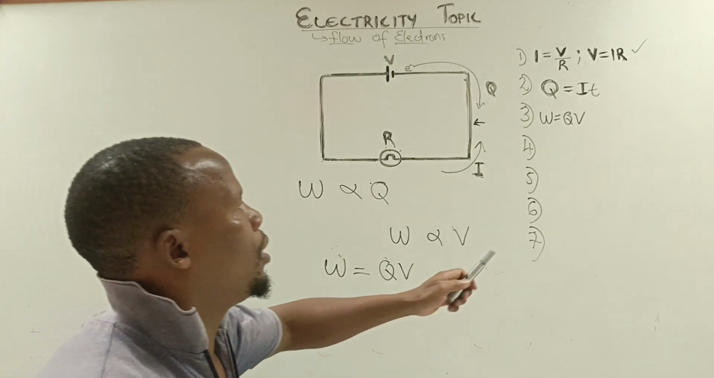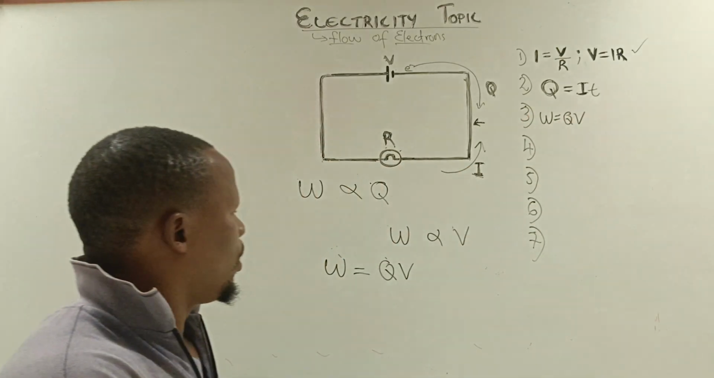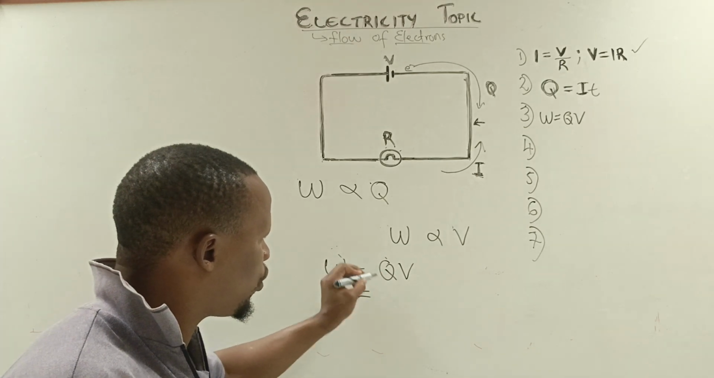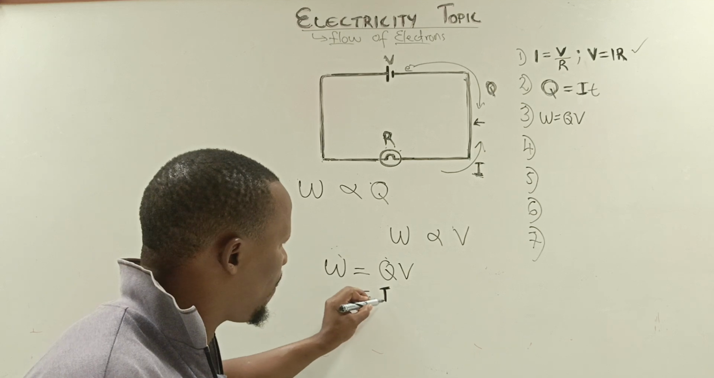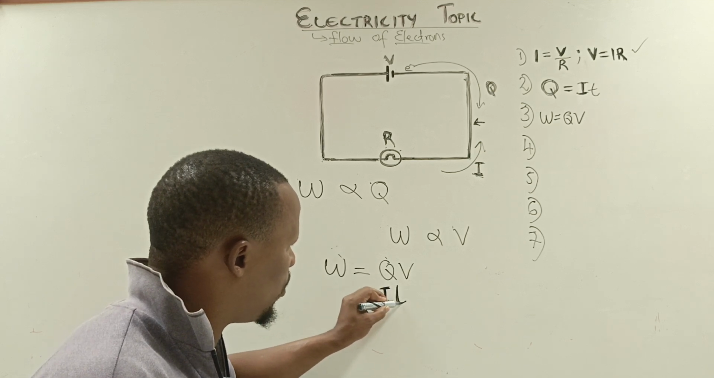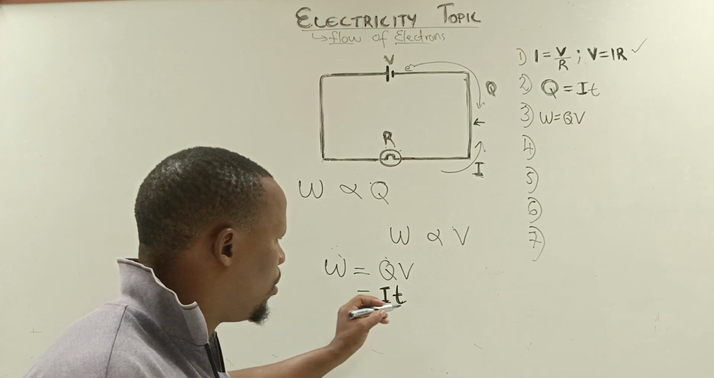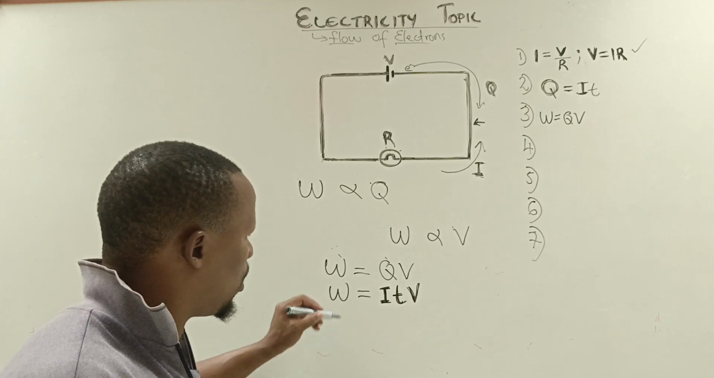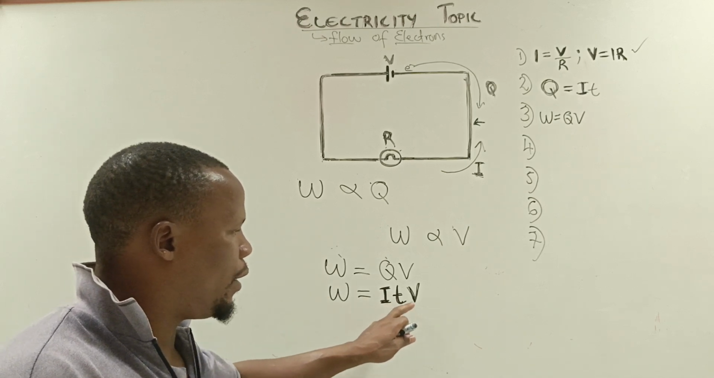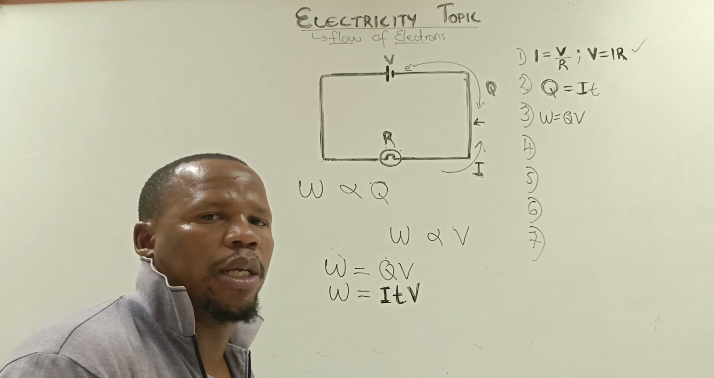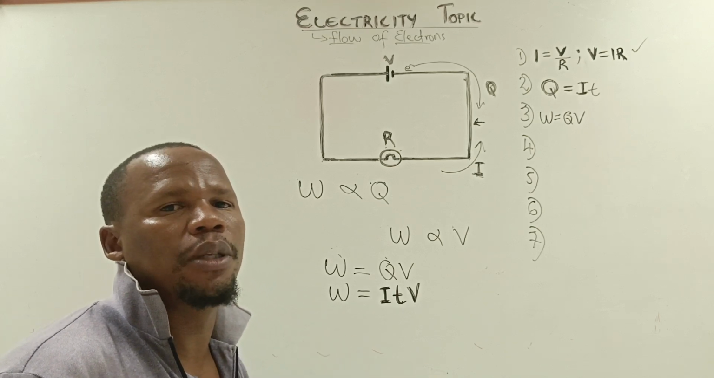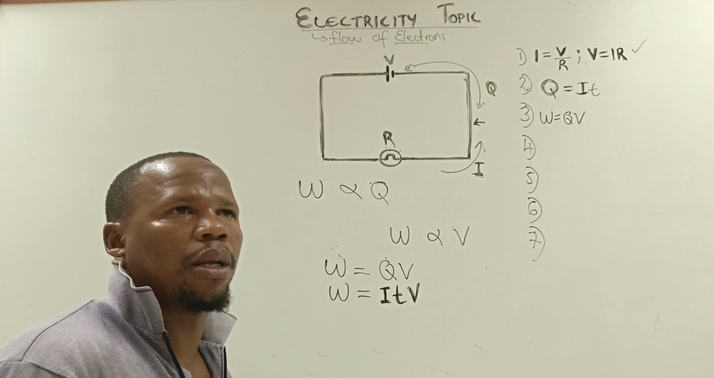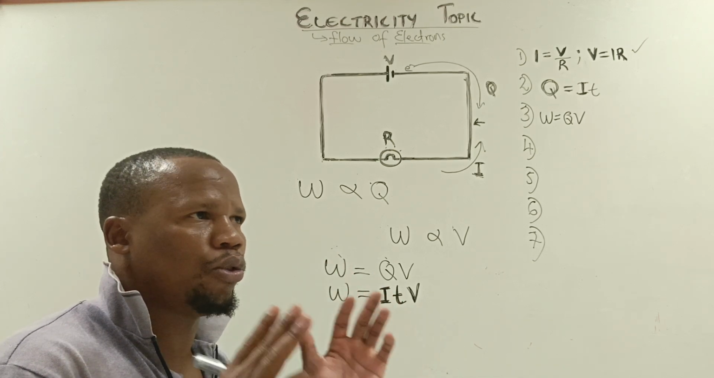Before, we just established that Q equals IT. So we are trying to simplify this formula. Q equals IT, so in place of Q we put IT. So work done is equal to ITV. It's more like a television station, ITV. So work done equals ITV.